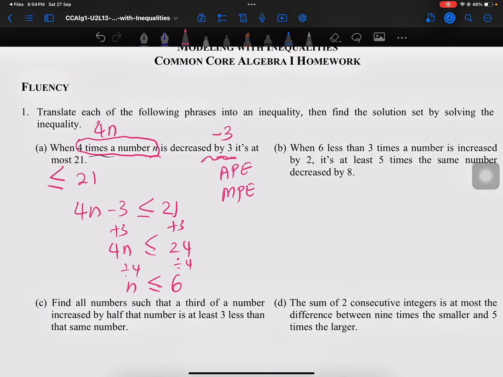So a tip for you is when questions say at most, that means less than or equal to. At least means greater than or equal to. No more than means less than or equal to. No less than means greater than or equal to.